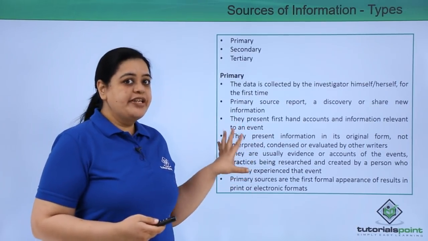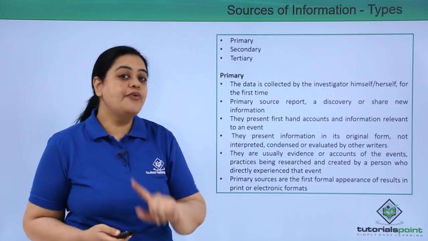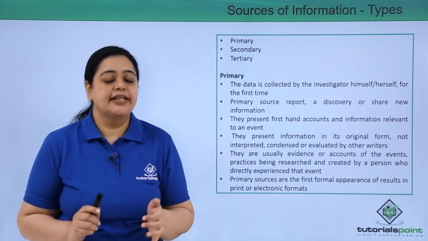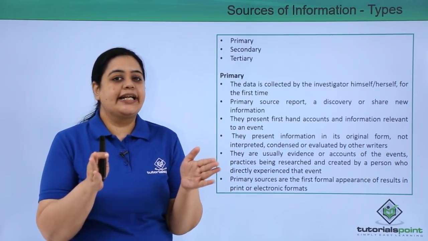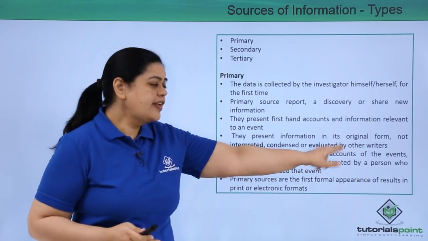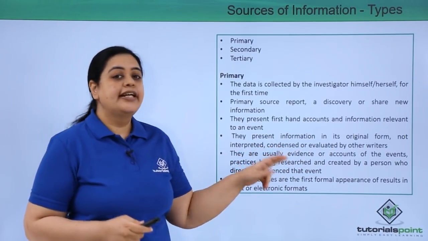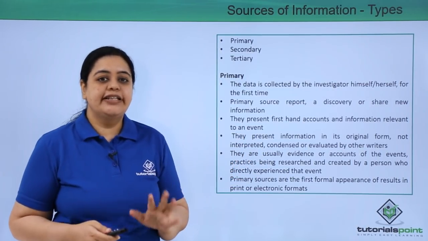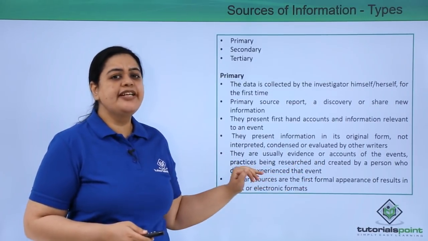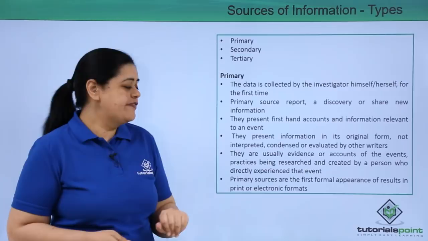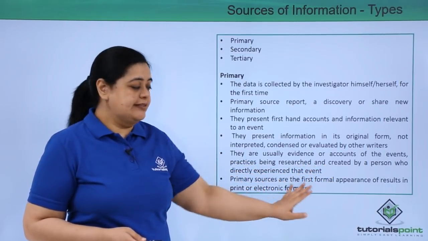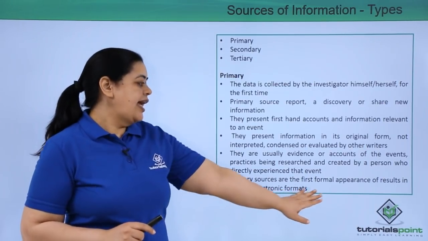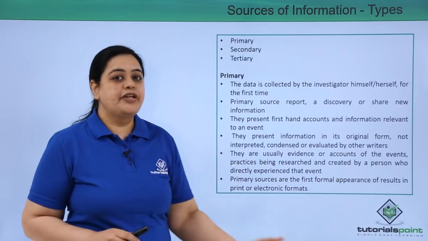The primary source of information will present information in an original form, not interpreted, condensed or evaluated by other writers. So this is the first time the information was collected, hence it will not be evaluated by other writers, neither would it be condensed, nor interpreted by earlier writers. Now remember, they are usually evidence or accounts of events, practices that are being researched and created by a person who has experience about that particular event, and they are the first formal appearance of results.